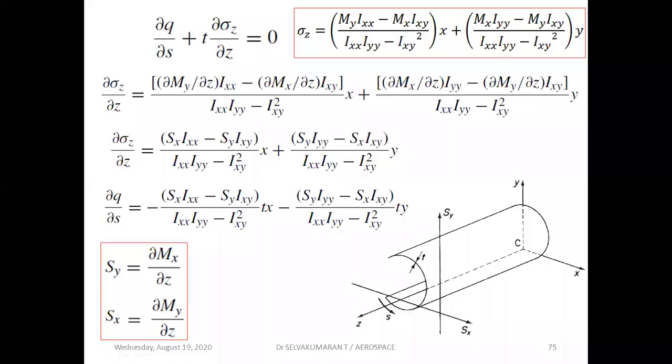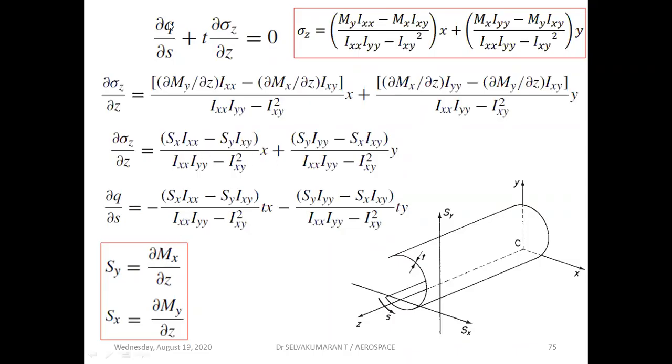We have seen the relationship between shear force and bending moment in the previous chapter: Sy is equal to dou Mx by dou z and Sx is equal to dou My by dou z. What does it mean? The load, or shear force, acting in the y direction, Sy, will produce a bending moment about the x-axis, that is Mx. And the load acting in the x direction, Sx, will produce a bending moment about the y-axis, that is My. So here dou Mx by dou z is replaced by Sy and dou My by dou z is replaced by Sx. You can see here.